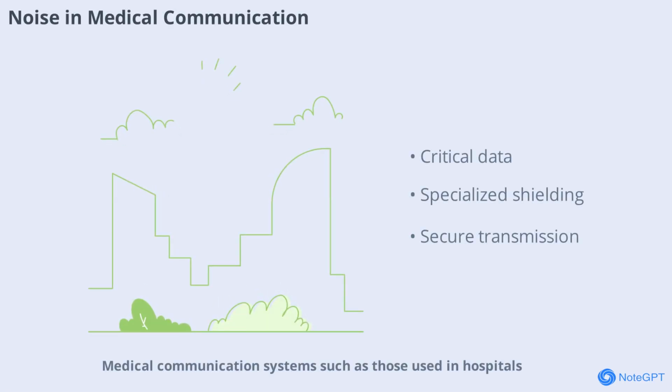Medical communication systems, such as those used in hospitals, require extremely high reliability. Noise can interfere with critical data transmission, affecting patient care. Specialized shielding and error correction are used to ensure that medical information is transmitted accurately and securely.